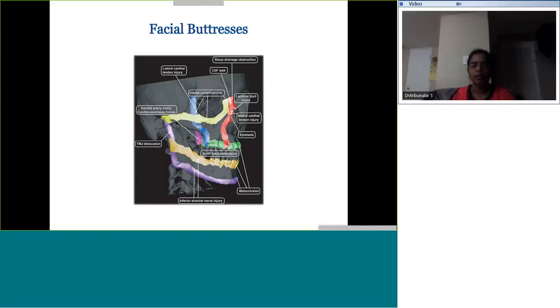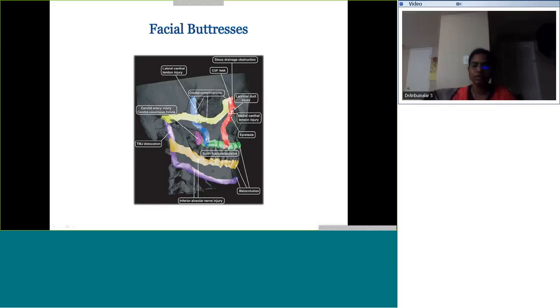So the facial buttresses play a major role for the face. We must have an idea about the buttresses and associated injuries. First we'll see the vertical buttresses. This is the medial maxillary buttress. If this buttress is fractured, there may be associated nasofrontal and nasolacrimal duct obstruction, a CSF leak can occur, and medial canthal tendon injury is common in this location.